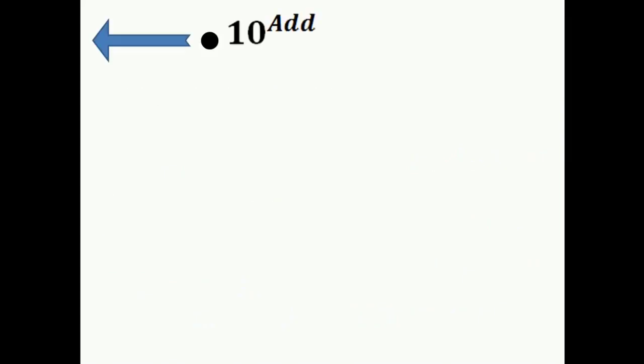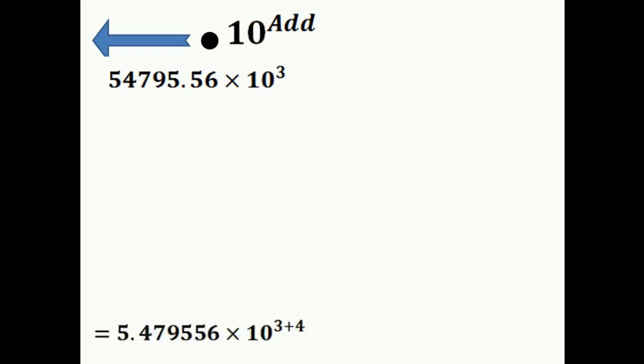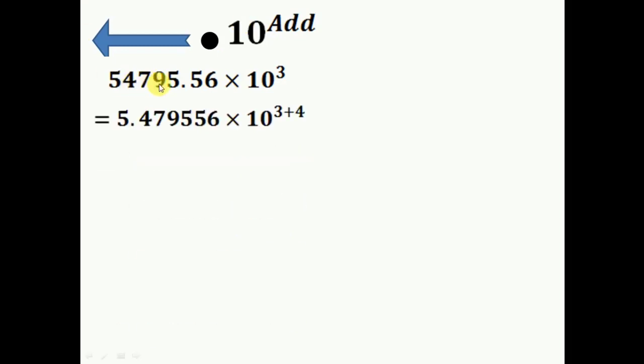So now let's see what happens to the power of 10 when we shift the decimal point. If we shift the decimal point towards my left, then the power of 10 will get added. So let's see the example. I have a number 54795.56 into 10 to the power 3, and now I'm shifting this decimal point from here to here. So 1 2 3 4, I'm shifting it by 4 digits. So I'll just add 4, because when you shift towards the left, the power will get added.